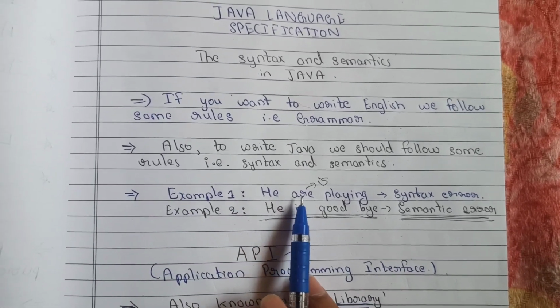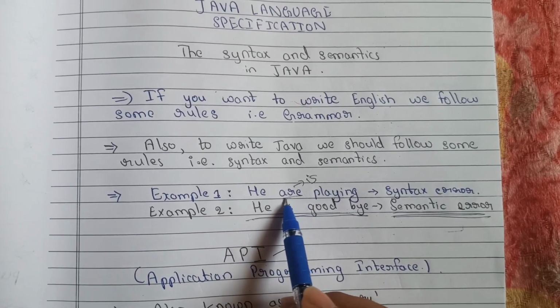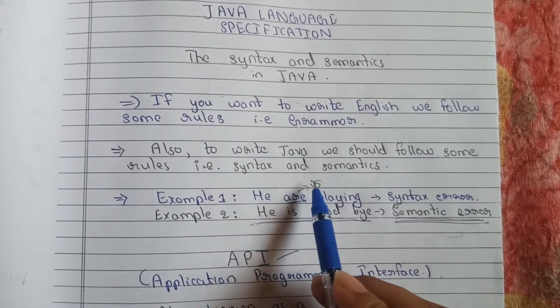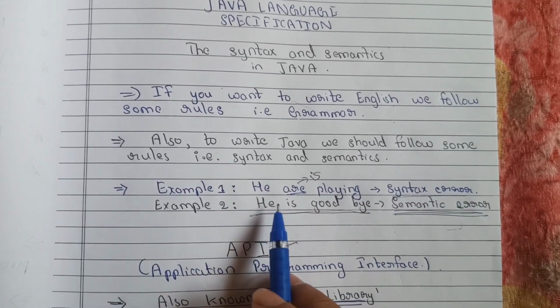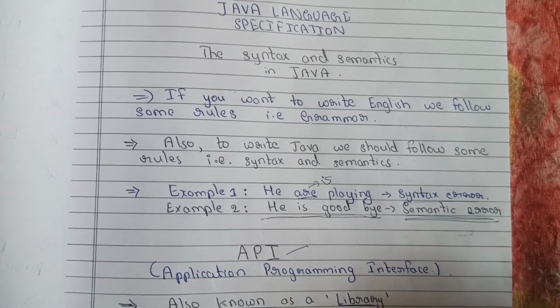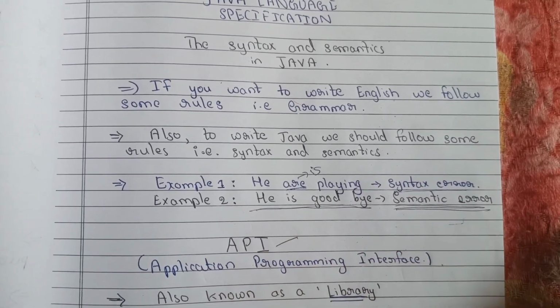For example, "here he are playing": here the syntax is in error, meaning the grammar is in error. Instead of "are", it should be "is". It is called a syntax error in Java. Example 2, "he is goodbye". It doesn't have any particular meaning, so in Java we call it a semantic error.